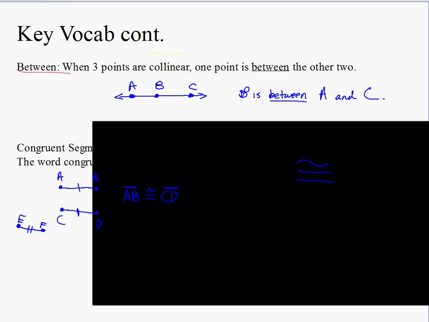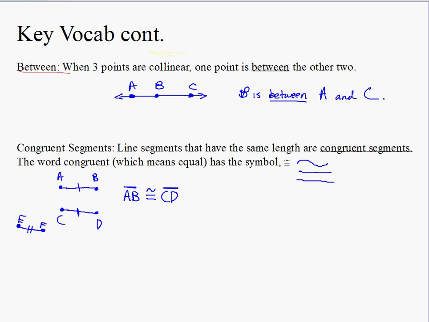Okay. And finally, we're going to introduce a couple of ideas in this next key vocab. Congruent segments. What is congruent? Well, in geometry, we're going to use the word congruent, which means equal, which means the same, a lot. We're not usually going to say equal unless we're actually doing an equation. So I want you to look at this symbol, and let's go ahead and draw that out. You would do an equal sign and then put a little tilde up top.